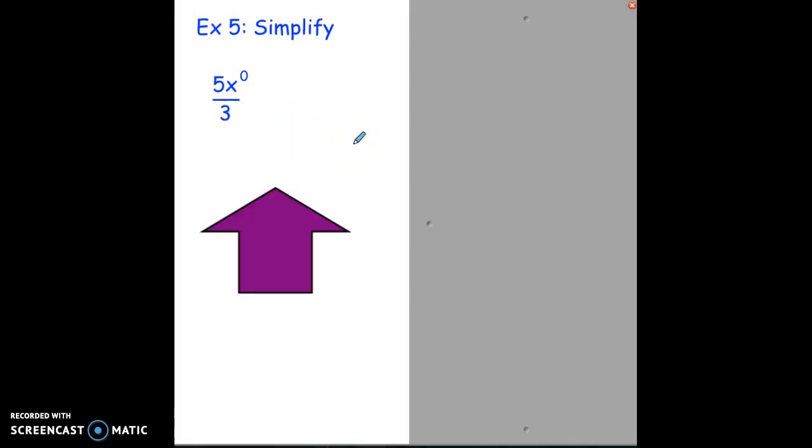Let's look at this one, example 5. I think this might be example 4. The 0 only points to what's directly in front, and what's directly in front is the x. So that means this is really the same as 5 times 1 over 3. Well, 5 times 1 is just 5. So this turns into 5/3.